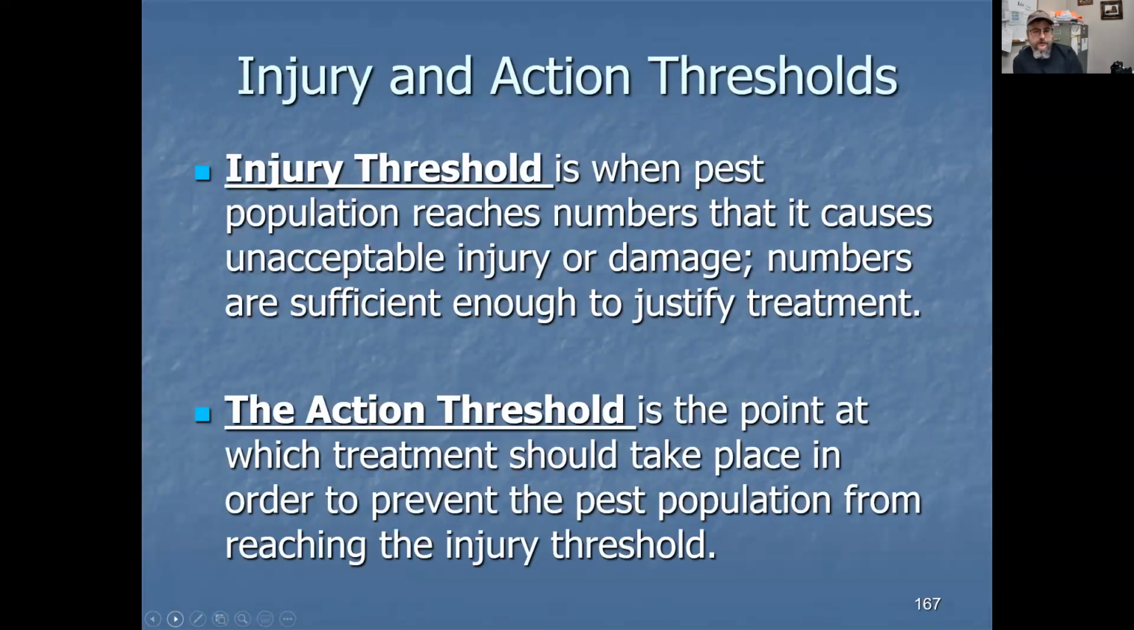We're going to talk a little bit about injury and action threshold. So your injury threshold is when pest population reaches numbers that cause unacceptable injury or damage. Numbers are sufficient enough to justify treatment. The action threshold is the point at which treatment should take place in order to prevent the pest population reaching the injury threshold.